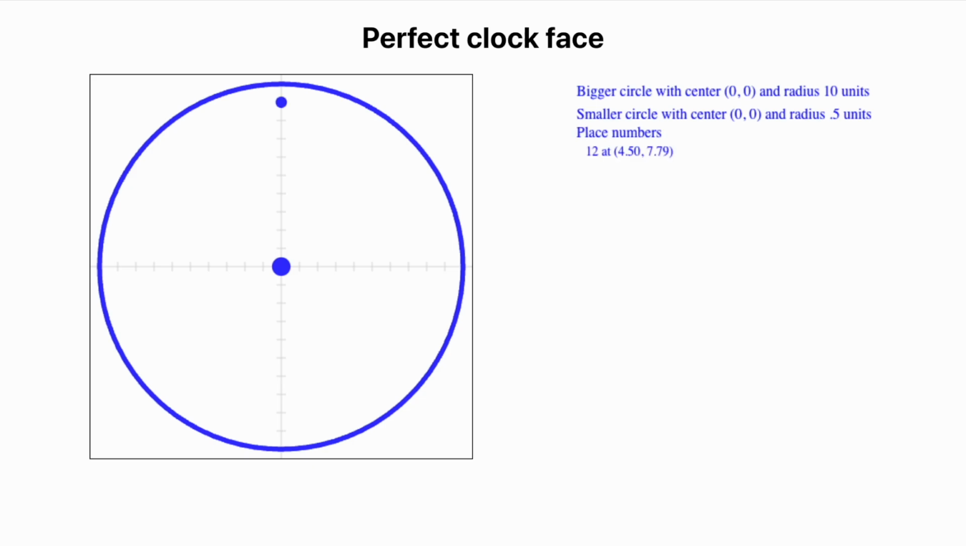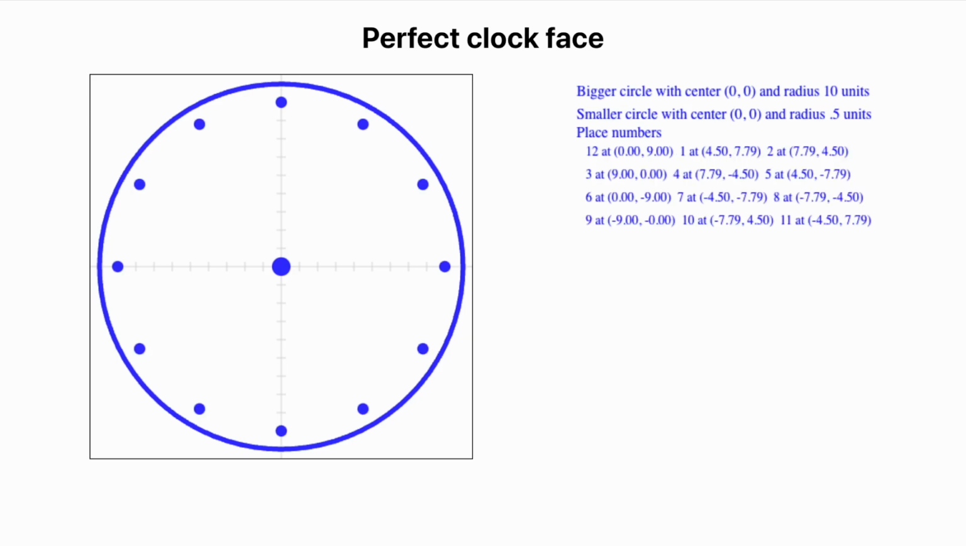We can place a dot at a length less than the radius of the bigger circle from origin in the positive y-axis. Say, if radius is r, we can place the dot at 0.9 into r, that is 90% of radius. Now, number 12 is placed at the point 0, 0.9 into r. For number 11, we have to rotate this point about origin by a 30-degree angle in clockwise direction. The new point will be minus 4.5, 7.94. Similarly, we can place dots at every 30-degree angle from number 1 to number 11.